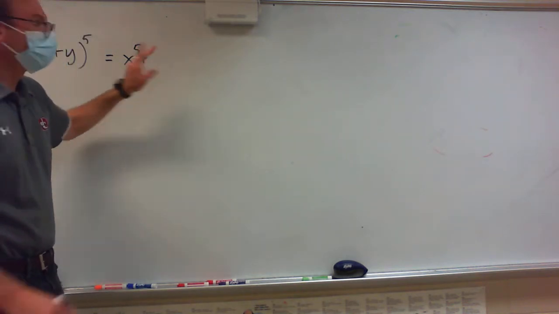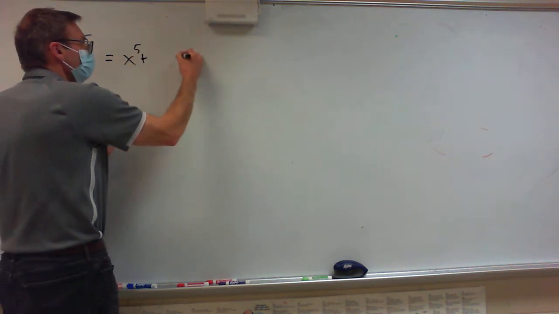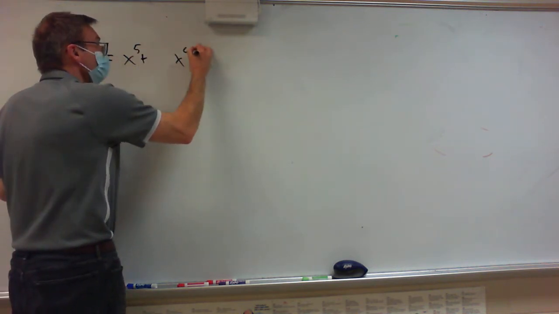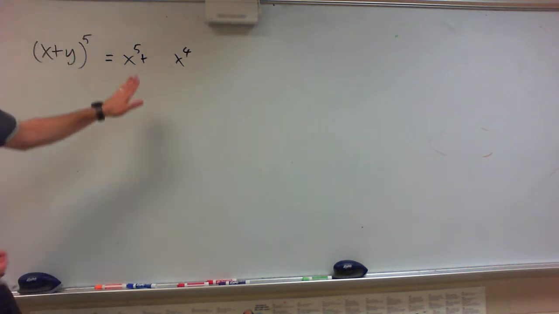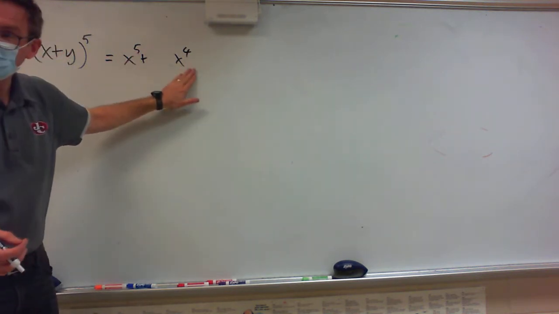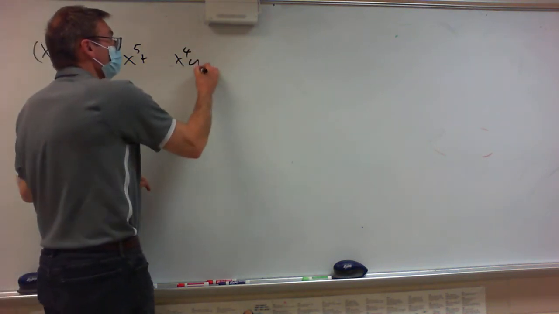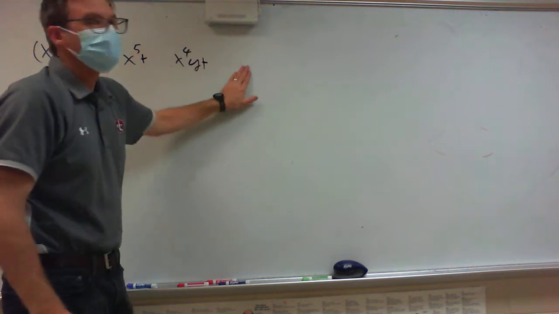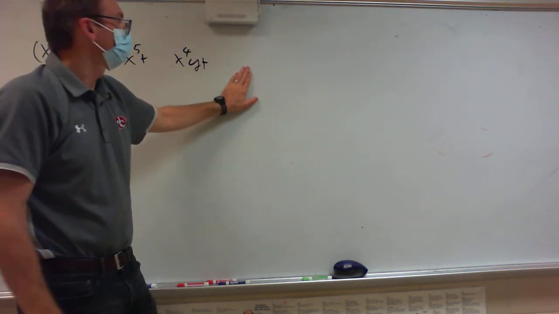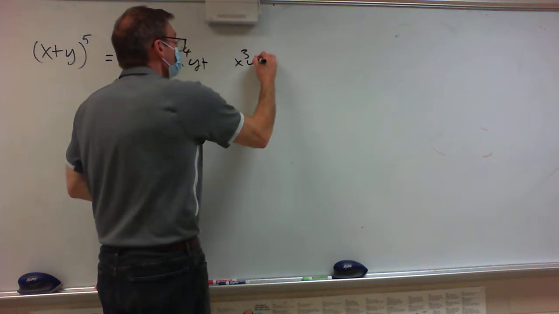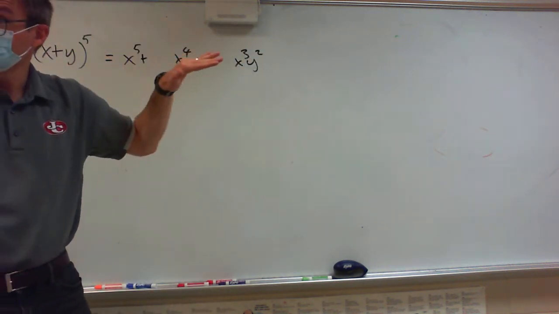Now, the x's are going to go down, so if this is x to the 5th, my next term is going to be an x to the 4th. You start counting the y's: this term has no y's, this term has 1 y, and the next term has 2 y's. So this is going to give me x to the 4th y. What's going to go here? x to the 3rd, y to the 2nd. Does that make sense? Everybody see what's going on?